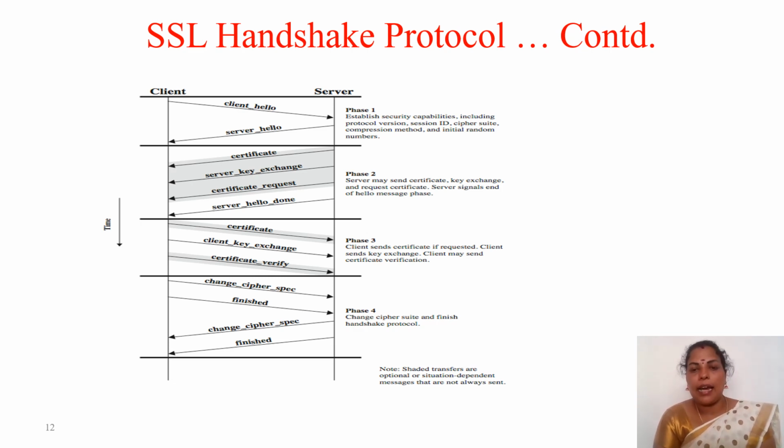In phase 3, the client sends a certificate if requested. Because the server sends a certificate, the client also sends a certificate. The client sends key exchange, and may send certificate verification also. Here we see the server key exchange, certificate request, and certificate verify messages. And in the fourth phase, it changes the cipher suite and finishes the handshake protocol. That is, change cipher spec and finished. The client sends its message, and the server also sends change cipher spec and finished.